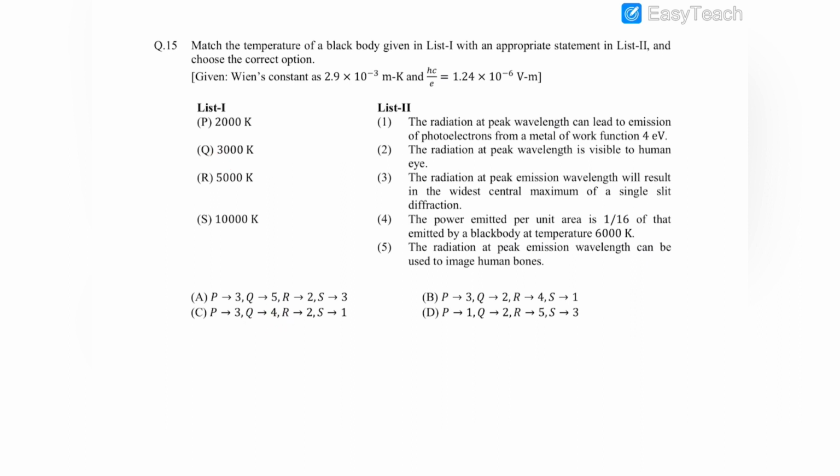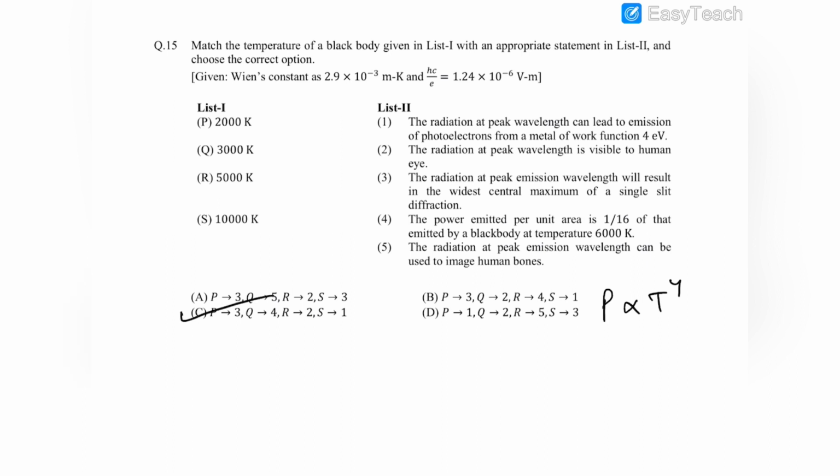So for matching of Q to 4, let us see that the power emitted per unit area is 1/16th of that emitted by the black body at 6000 Kelvin. We know that the power is dependent on T to the power 4, and it has a temperature of 6000 and this is 3000. So this temperature is exactly half of that temperature. So if this is half temperature, then power emitted by this body would be 1 by 2 to the power 4, which is 1/16. So the correct matching of Q is 4. So we can say that the correct answer would be C.